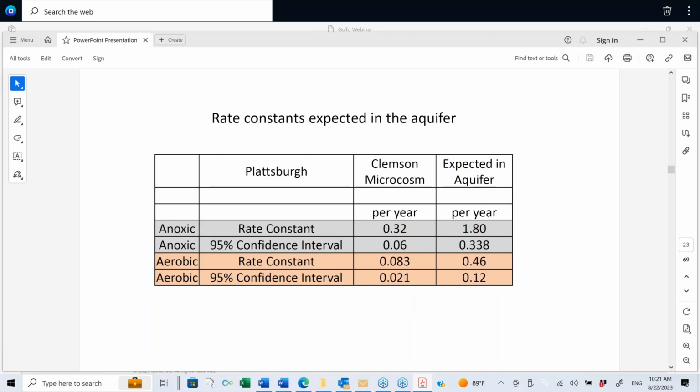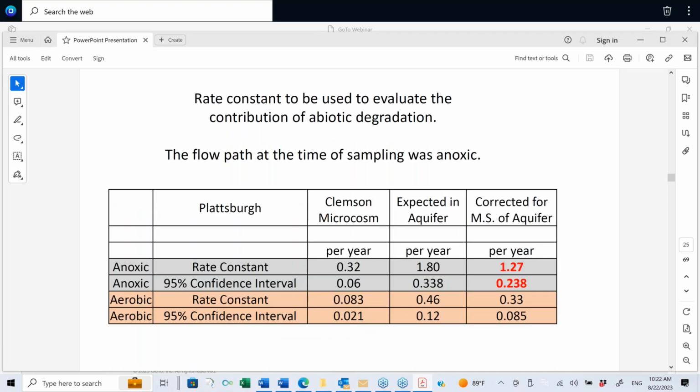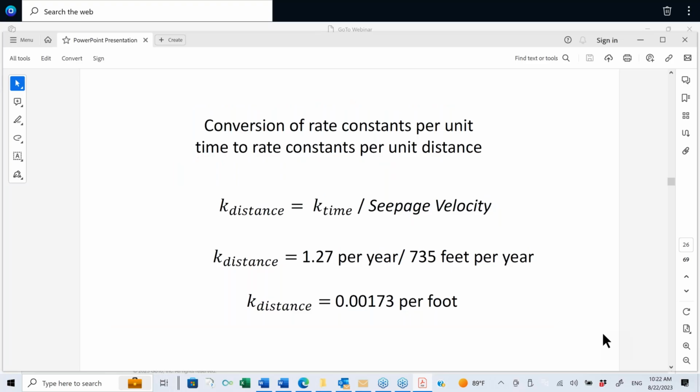These are the corrected rate constants and the corrected 95% confidence intervals. Then it turns out that the magnetic susceptibility of the material that I provided to Clemson to use for the microcosm study is slightly different than that average across a contaminated interval in the aquifer, and so we do a correction for the amount of magnetic susceptibility to get a corrected aquifer rate constant. Those are the corrected aquifer rate constants and the 95% confidence interval on that corrected rate constant. If you don't have a headache by now, I'm going too slow.